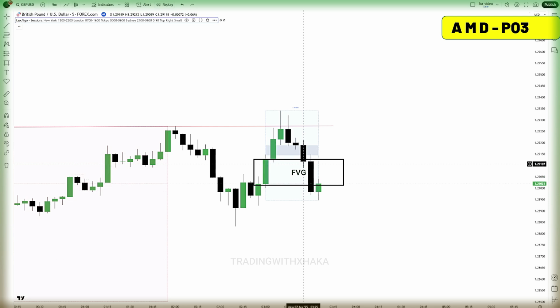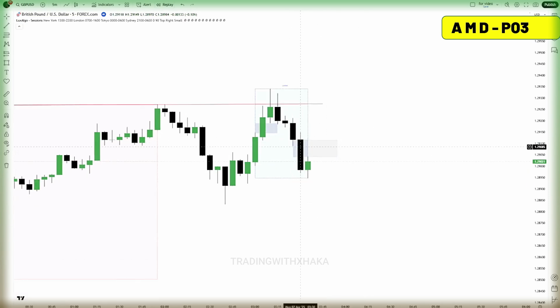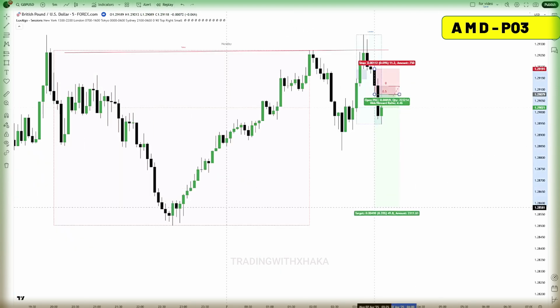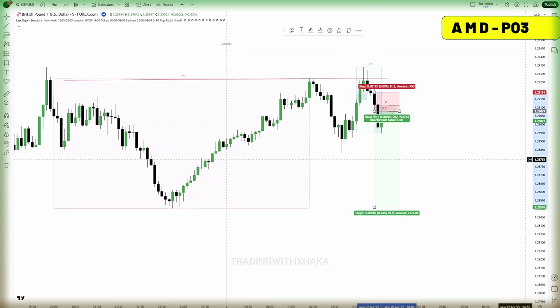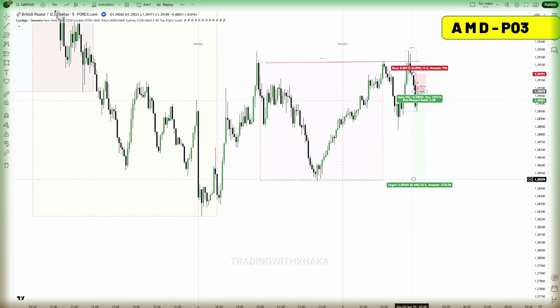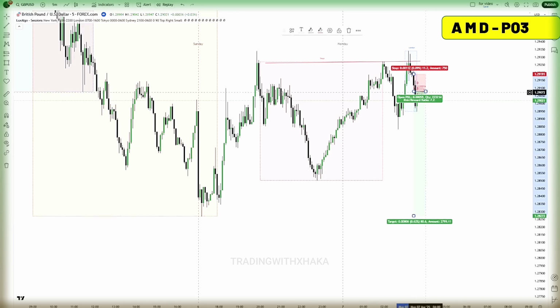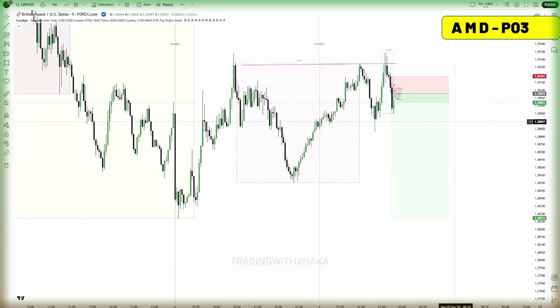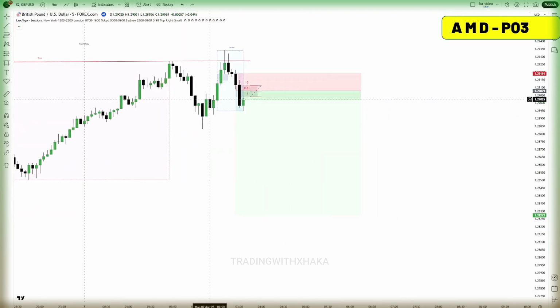My entry will be above here. I'll just use the middle. I'll get involved here, stop loss above this very candle. So we're going short. First target, I have 5.08 risk to reward. Because we're in a downtrend, I can target more. Target this New York previous low. That gave me 7.2 RR, which is a very nice trade.